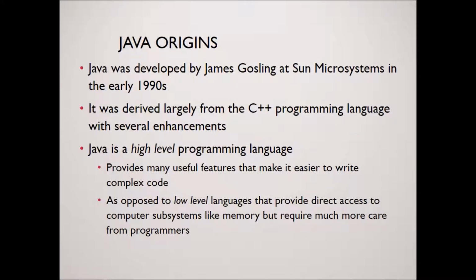So here's a little bit of background about Java. It was started at Sun Microsystems, which was a hardware company that produced medium-sized computers, and it's considered a high-level programming language because it's human understandable. Low-level languages are more machine understandable. Java is now owned by Oracle, which is a database company.